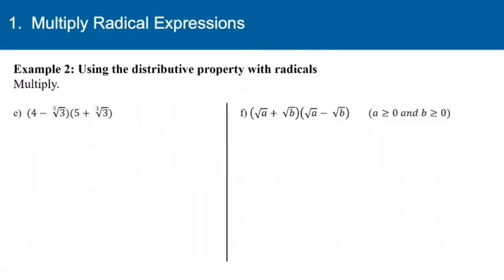And here is part E. So again, binomial times binomial, we'll use the FOIL method. First times first is 4 times 5, so that's going to be 20. Outer times outer is going to be 4 times the cube root of 3. And then inner times inner is going to be negative cube root of 3 times 5, so we'll put the 5 in front. And then last times last is going to be negative cube root of 3 times positive cube root of 3.